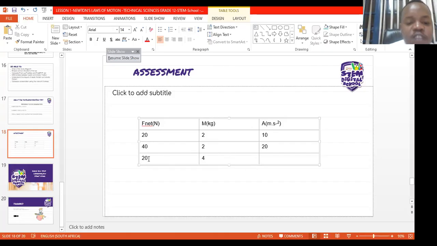There I have a net force of 20. I still have a net force of 20, but the mass was 2 there, and now I'm making the mass 4, meaning I'm doubling the mass. If you look at scenario 1 and scenario 3, the net force acting on the object is the same, but the mass in scenario 3 is 2 times the mass in scenario 1.